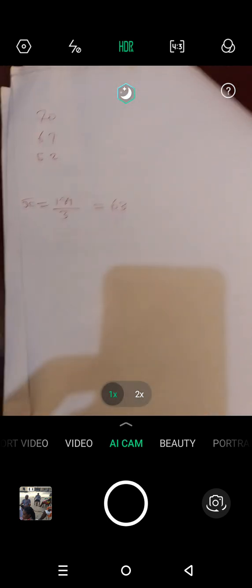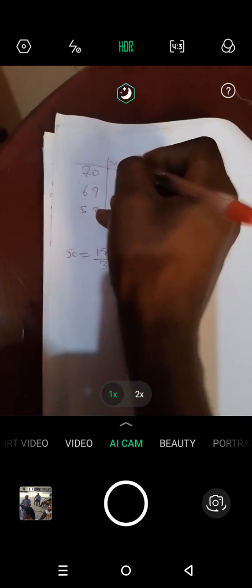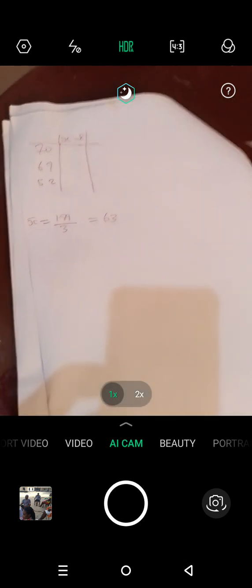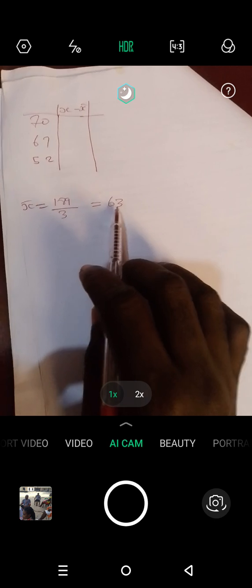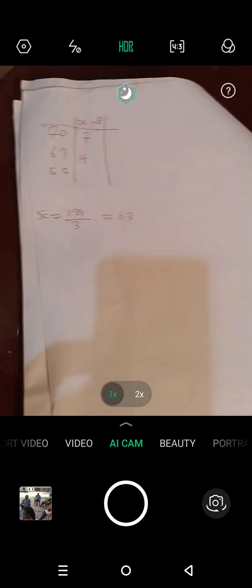Now that we are looking for standard deviation, what is the next thing we are going to do? Here we have to create another column and have what we call the score minus the mean. Okay, that is the mean deviation. What that means is that we are going to subtract the 63, which is the mean, from every value here. 70 minus 63 gives us 7. 67 minus 63 gives us 4. 52 minus 63 gives us minus 11.